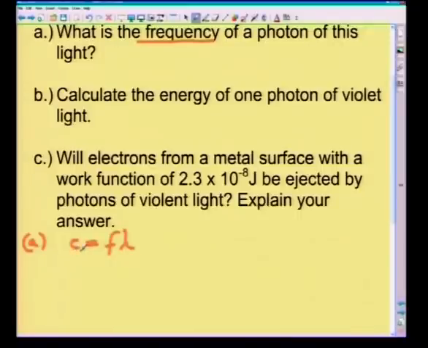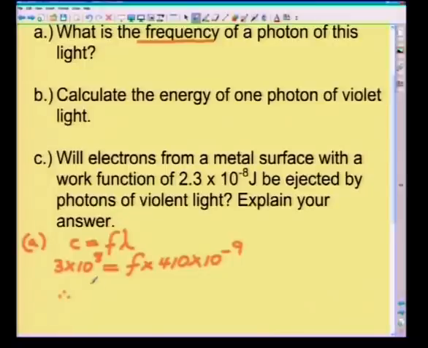What is the value of c? Well, c is a constant. We know it is 3 by 10 to the power 8 meters per second. This is equal to f, which is what I'm looking for, times lambda, the wavelength, which is given as 410 nanometers. But I don't work in nanometers, I must work in meters, so I must convert 410 nanometers into meters, and to do that, I must multiply by 10 to the power minus 9.